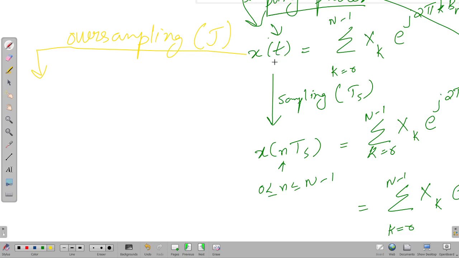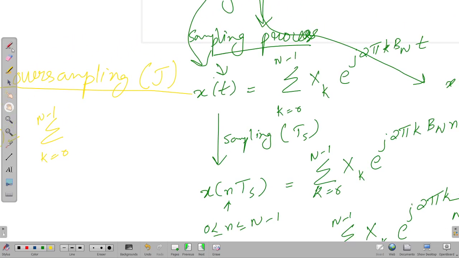So instead of x of t, I will have now x of t, let me rewrite again for clarity. Sigma k equal to 0 to n minus 1 xk e raised to j 2 pi k delta f into t.